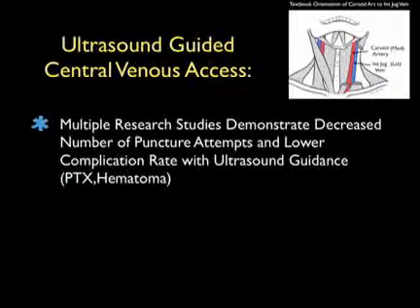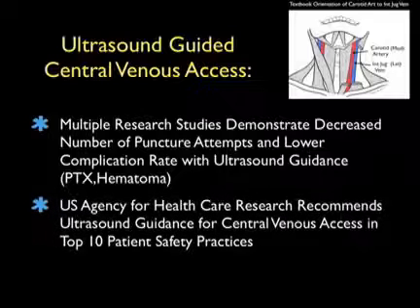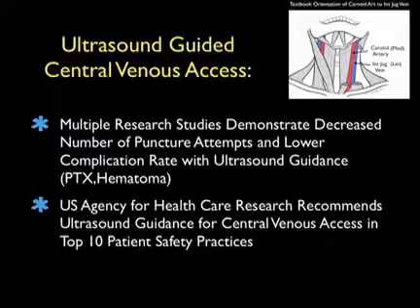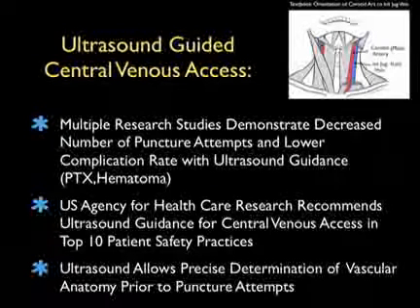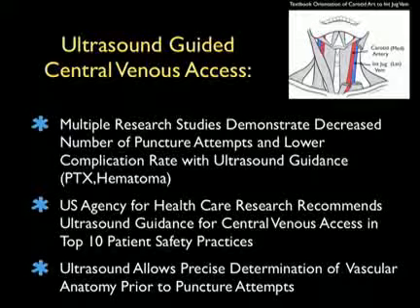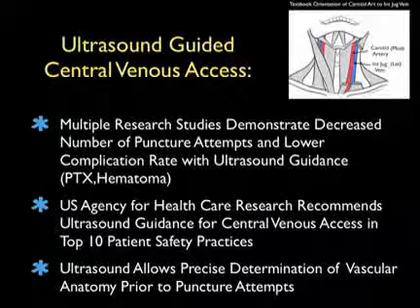Today's module is going to look at the use of bedside ultrasound for placement of central venous catheters, specifically the internal jugular vein in the neck. So the question is, why use ultrasound for central venous access, and why not just use the traditional landmark technique? Well, interestingly, multiple research studies now show a decreased number of puncture attempts are needed using ultrasound guidance, and there's also a lower complication rate, such as lowering the risk of pneumothorax and hematoma.